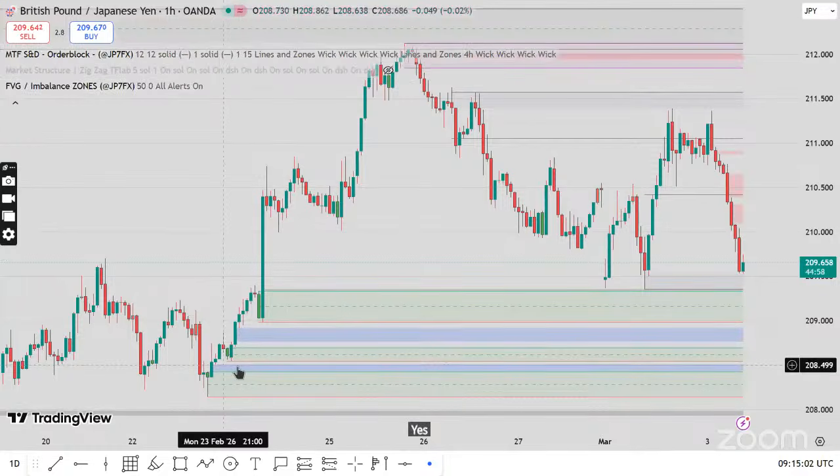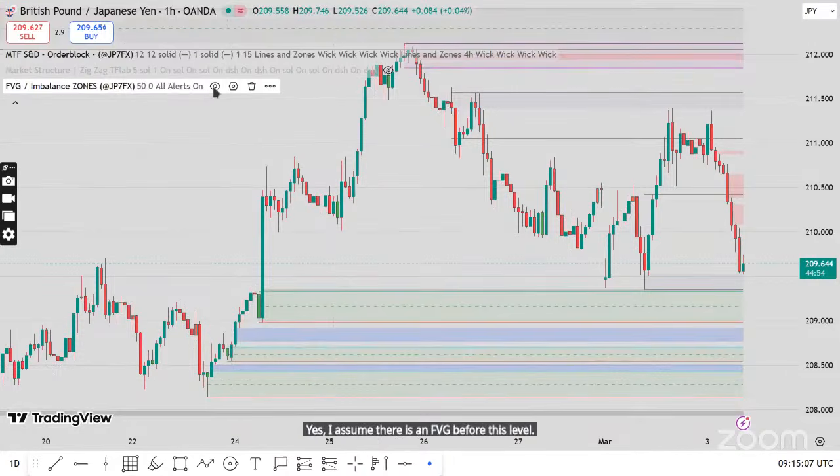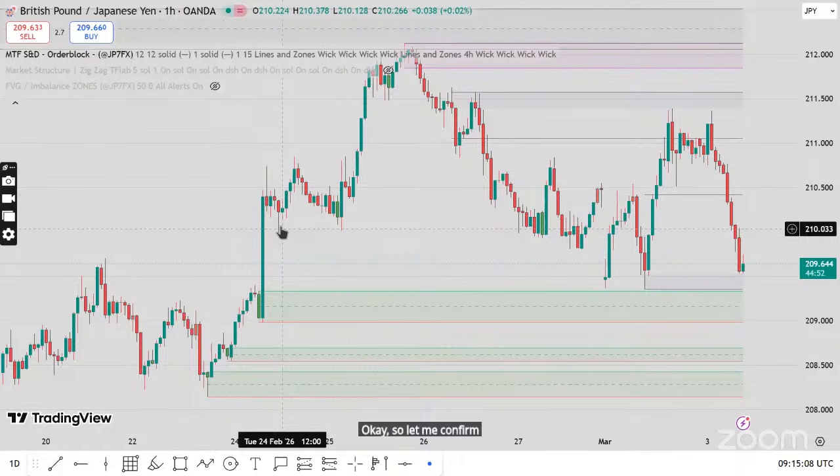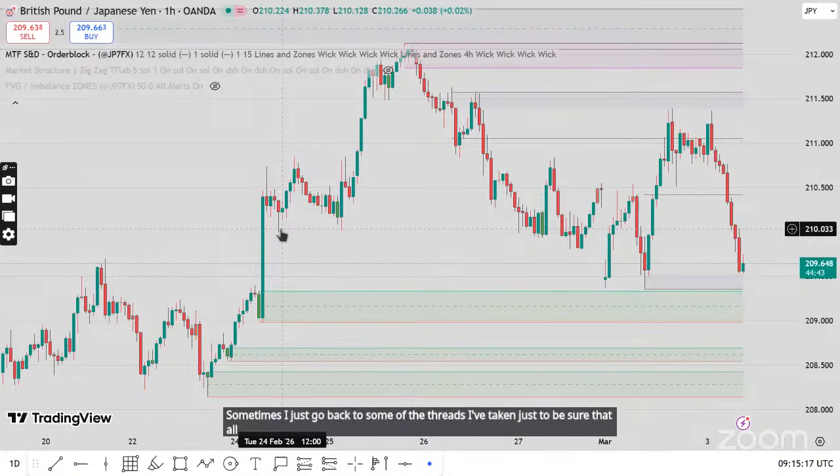Yes, are you seeing there is an FVG before this level? Okay, so let me confirm a few more things. Sometimes I just go back to some of the trades I've taken just to be sure that all the rules are properly met.